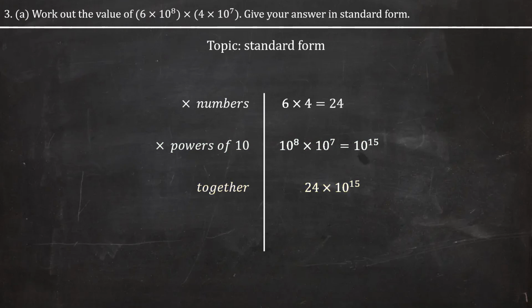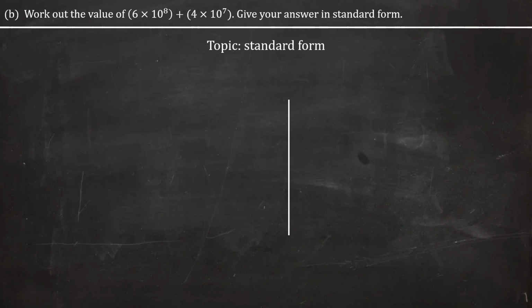But this is not in standard form, so if you stop here, you lose a mark. To put it into standard form, we need to first make the first number into a number between 1 and 10 using those digits. The only way we can do that is if it becomes 2.4. Between 24 and 2.4 we divided it by 10, so on the other side we're going to times it by 10. Every time you times a power of 10 by 10 it goes up 1 in the power, so it's going to be 2.4 times 10 to the 16.